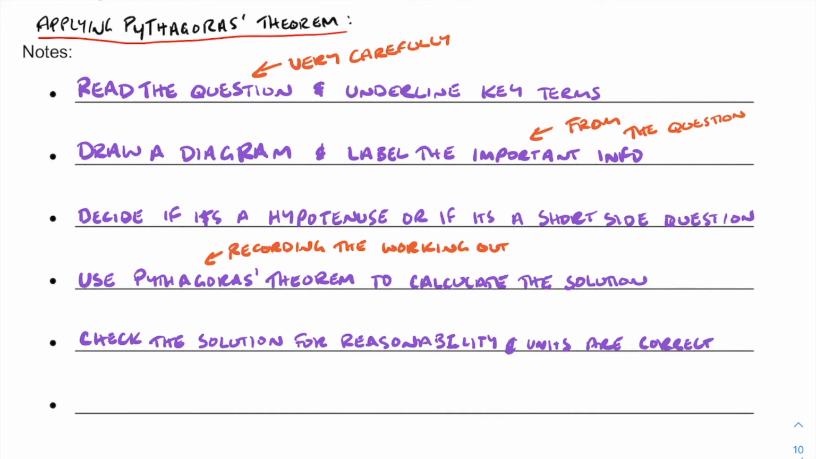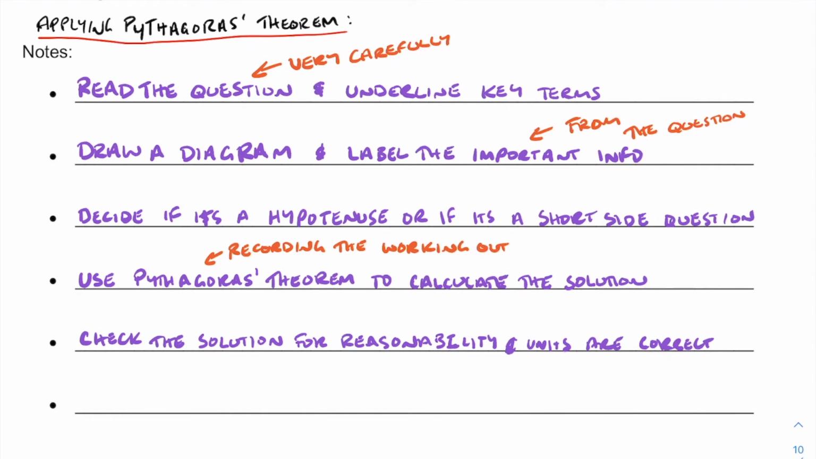Okay, so we want to make sure that those units are correct, usually coming straight from the question itself. And we're checking that solution for reasonability. So essentially, if we have a question where we're finding the hypotenuse and our solution gives us an answer that is less than either of the other two sides, obviously we've made an error somewhere and we need to find that error and fix it.